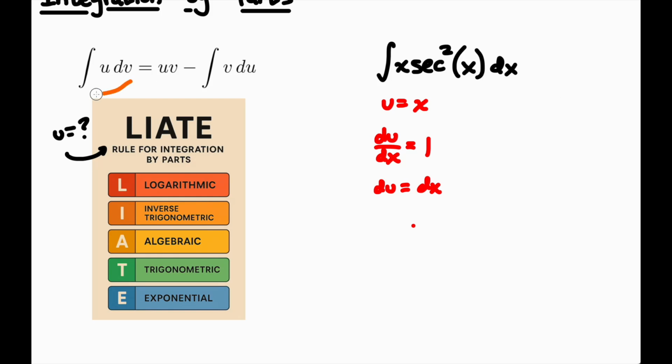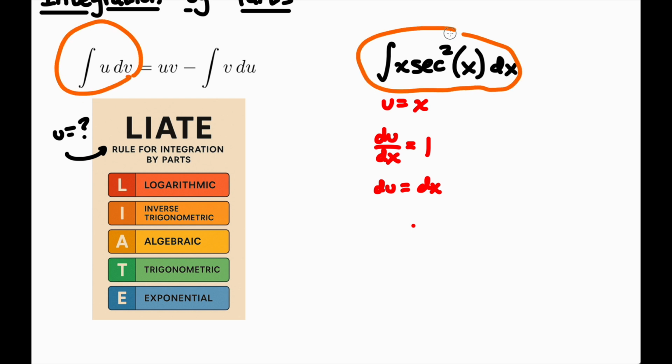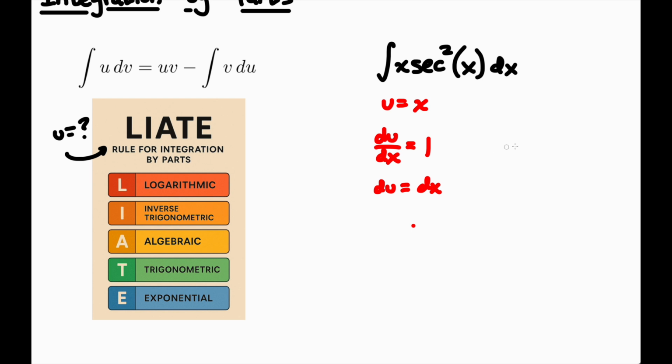The main part of this formula starts like this: there's some function times some other function. In this case, this is going to be our u, so this part right here has to be our dv. So we're going to set our dv equal to secant squared x. This is where the formula starts, so make sure you start with dv as your next option here.